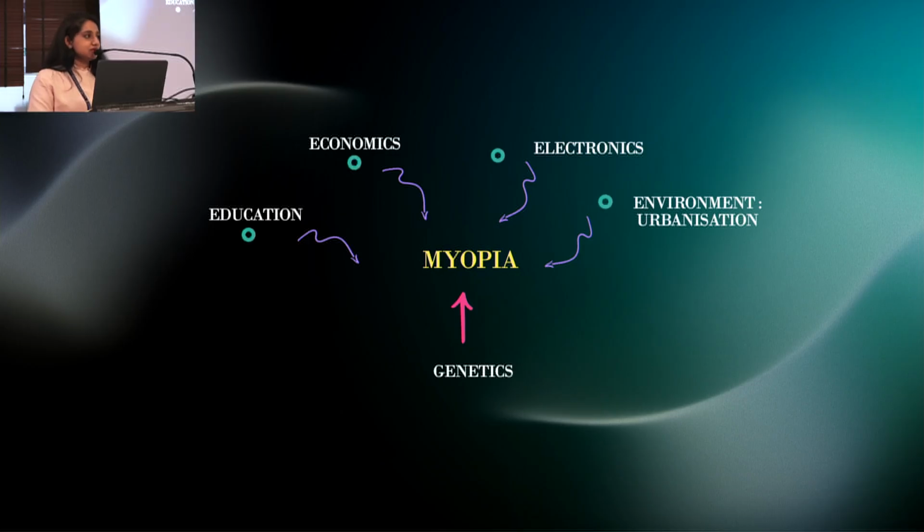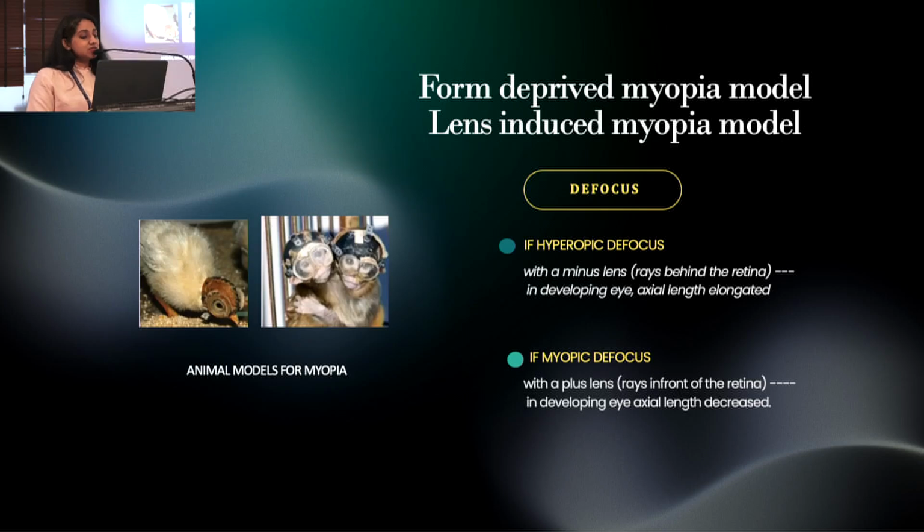So we all know this, that education, economics, electronics, environment, along with genetic factors, lead to the prevalence of myopia increasing because of all that. But how exactly does it happen? So first and foremost, there were animal models to study how myopia actually progresses.